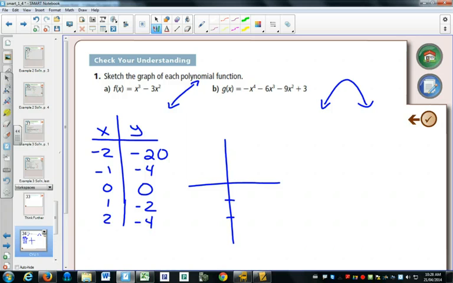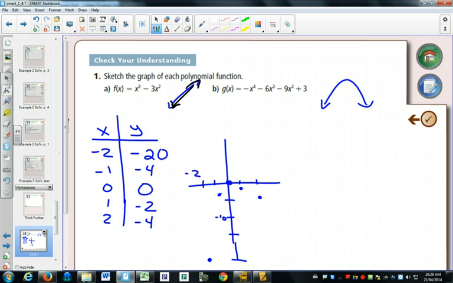So now when I go to graph this and plot some of these points, I have negative 2, negative 20. So 5, 10, 20. Negative 2, negative 20. I had negative 1, negative 4. I had 0, 0. I had 1, negative 2. And 2, negative 4. And I know that it wants to have this shape of a line. So looking at the points that I have right now, we're not going to have a super accurate graph, but we're going to have an idea of what this graph looks like.